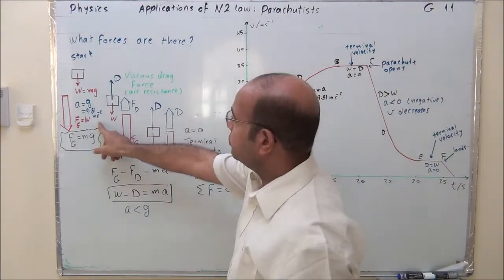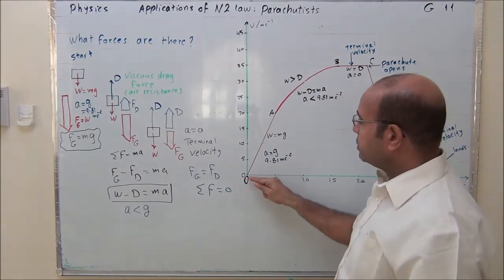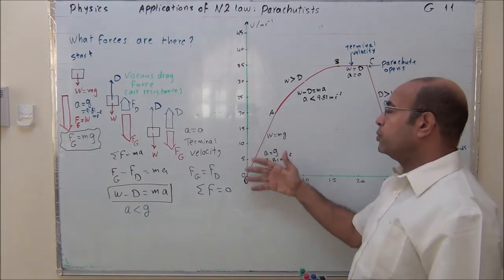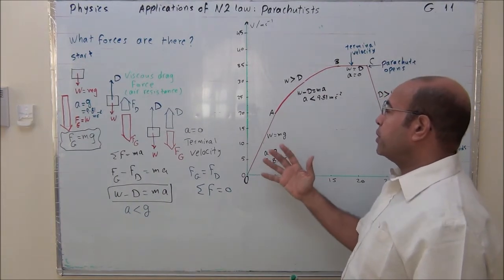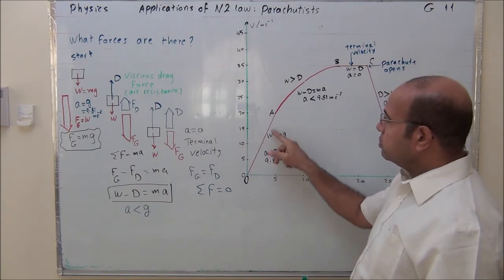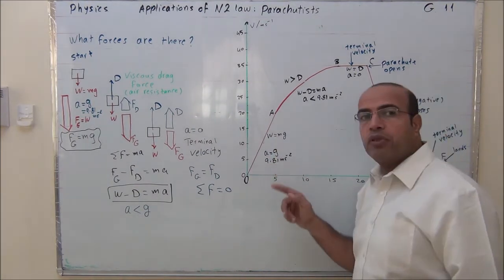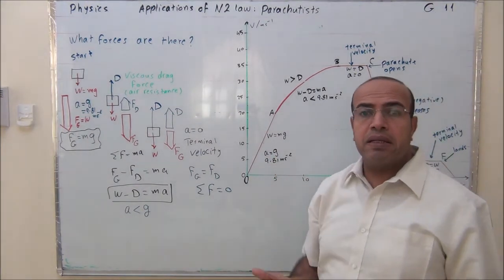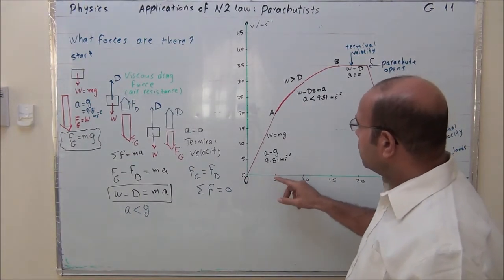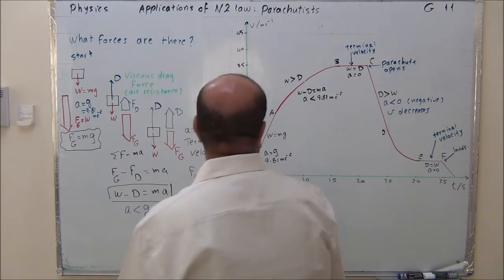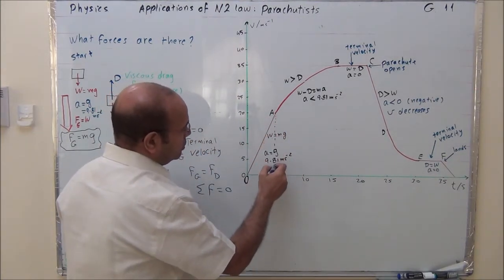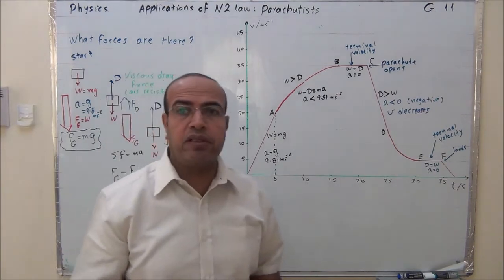At start, just the acceleration due to gravity. So the only force acting on the parachutist is the weight, and it moves with acceleration 9.81. The acceleration is constant at the beginning, so from 0 up to 5, from 0 to A, it moves with acceleration due to gravity.